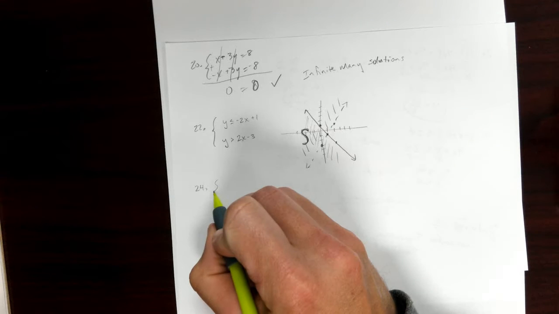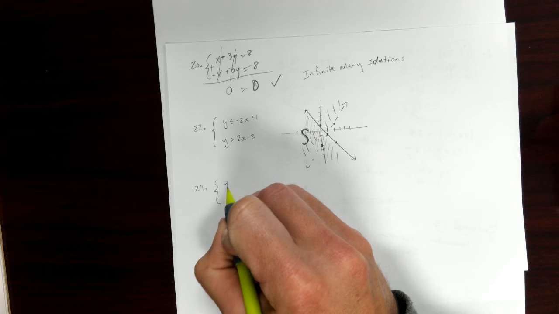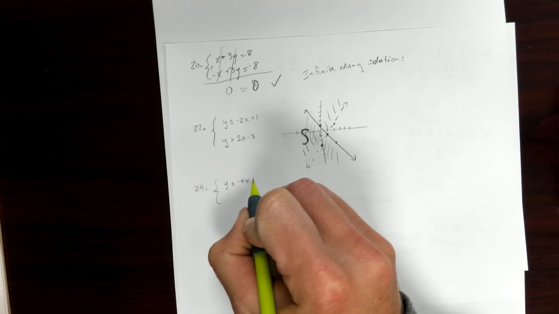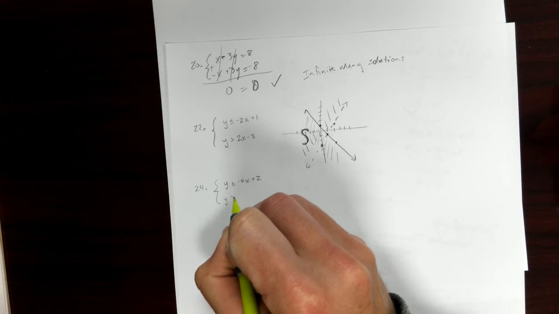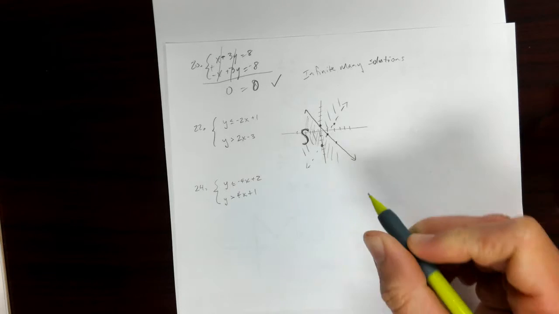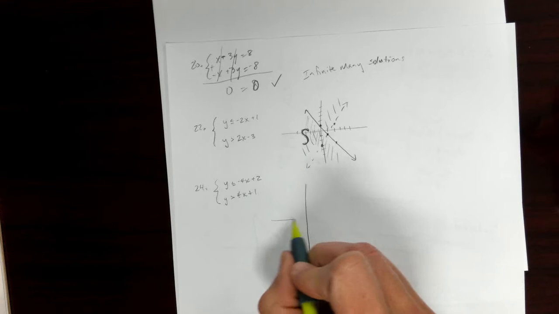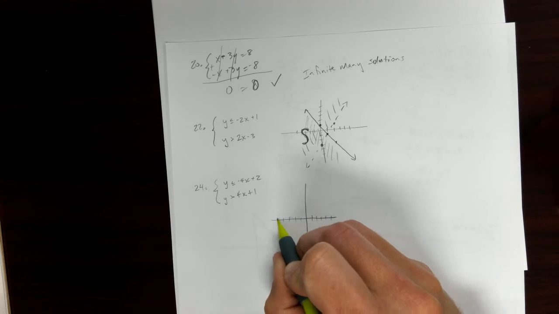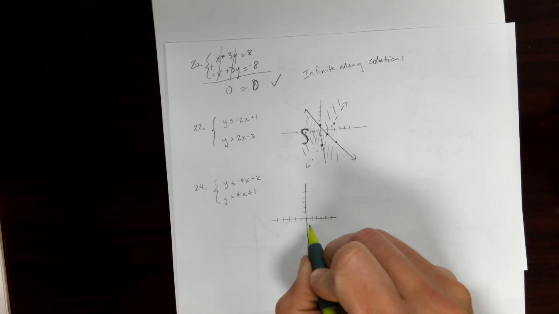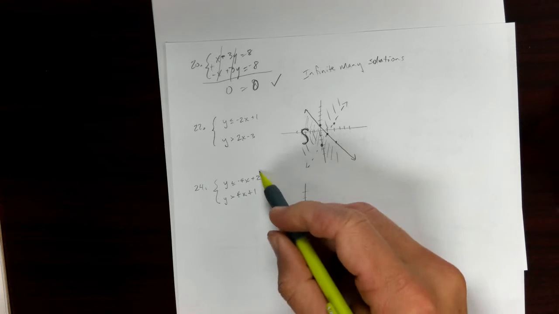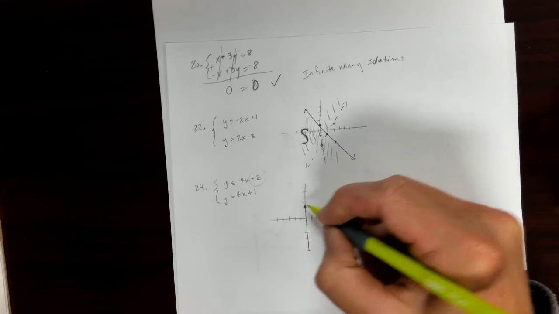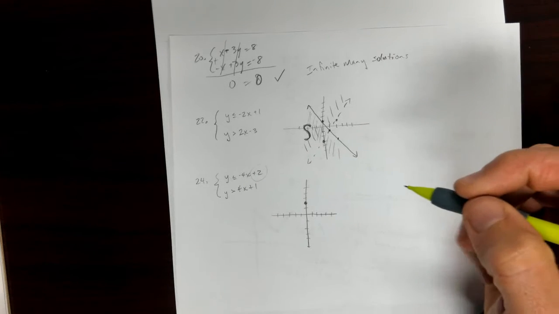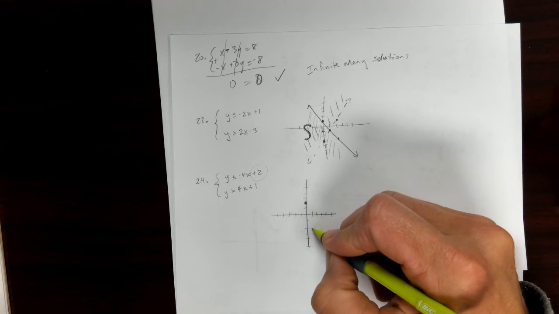Same thing, we're going to graph those two. So we got y is less than or equal to negative 4x plus 2, and y is greater than 4x plus 1. We're going to graph those two. So my first inequality has a y-intercept at positive 2, so go up 2. From there my slope is negative 4 over 1, so go down 4 over 1.